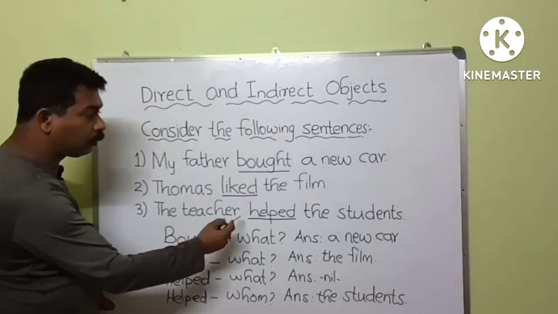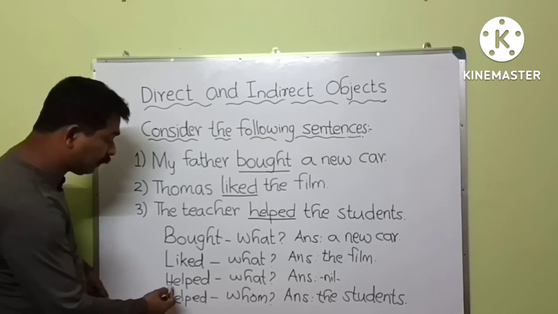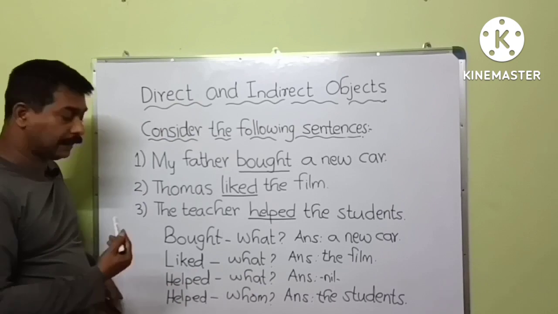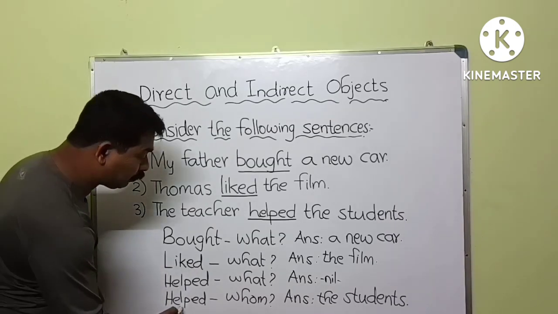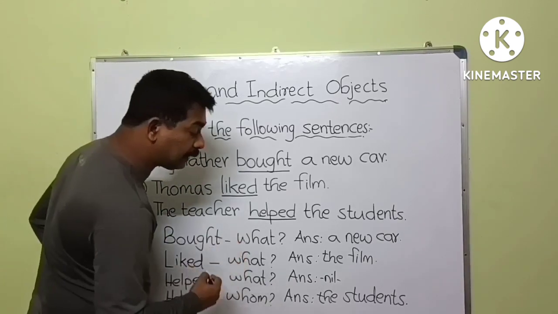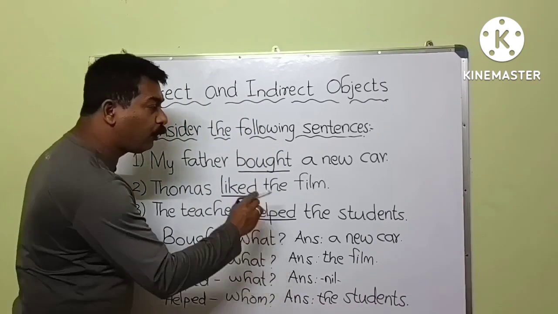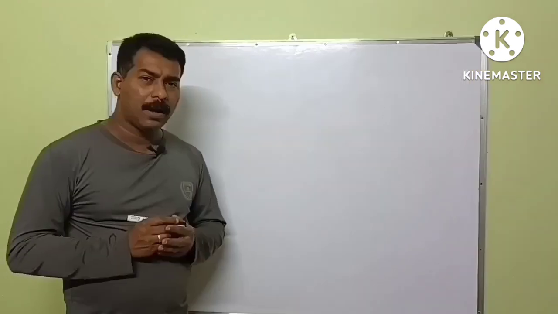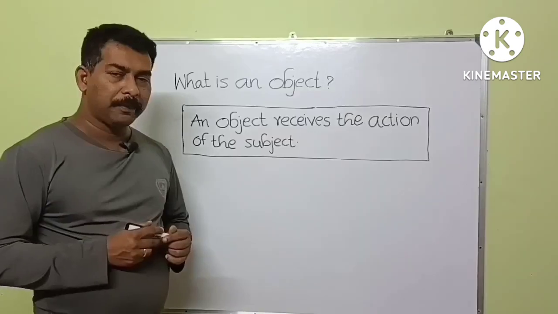Then the third verb is helped. Let's ask the first question, helped what? There is no answer. Let me ask the second question, helped whom? Here we have the answer, the students. What do we call them? We call them objects. Are you able to define what an object is?